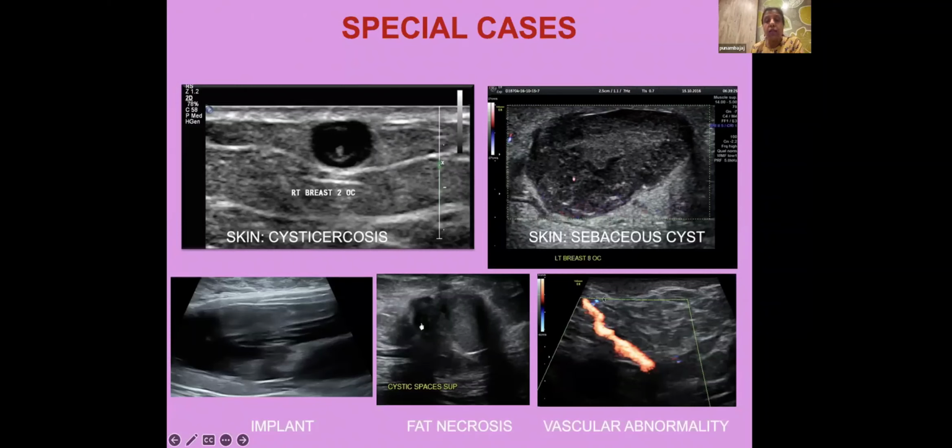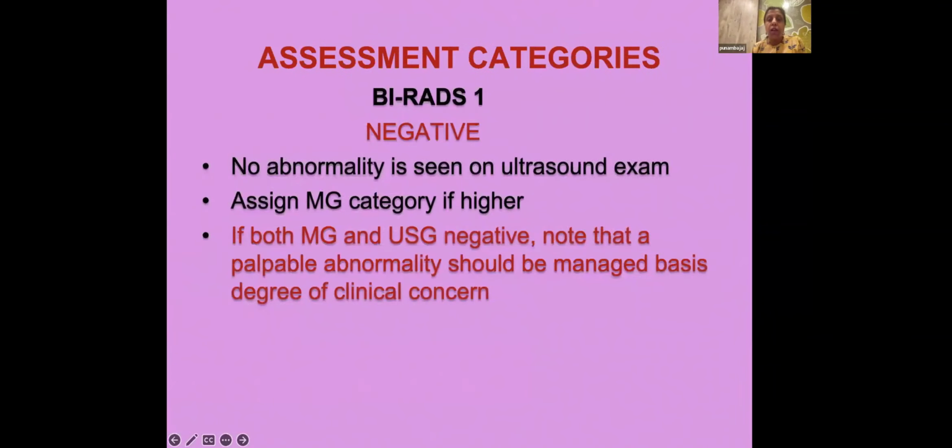Vascular abnormalities. This was a 14-year-old girl who was copiously draining blood through her nipple, and the minute you put the probe there, you'll see that there is this venous malformation that was responsible for that symptom.